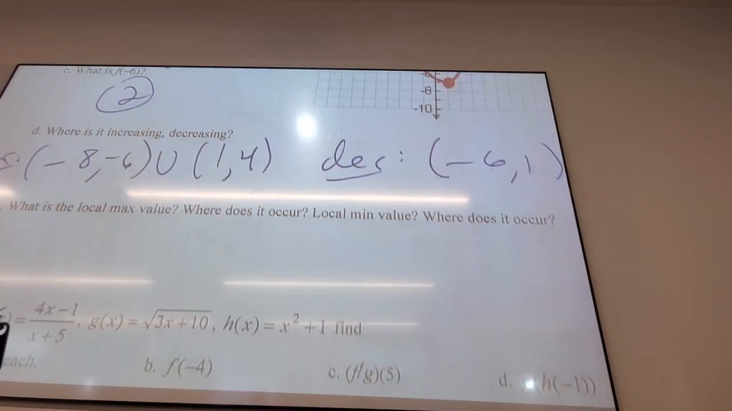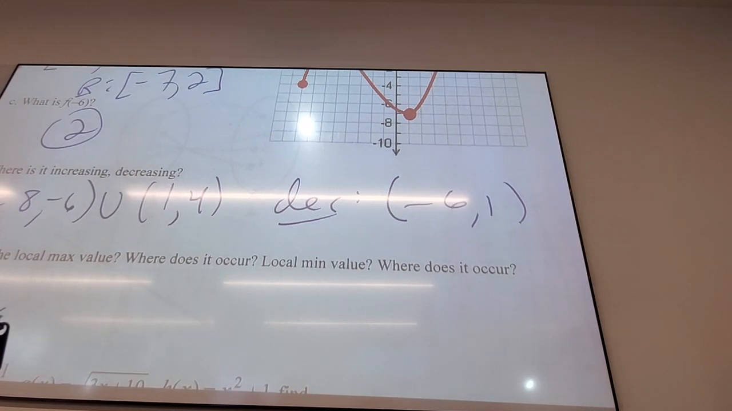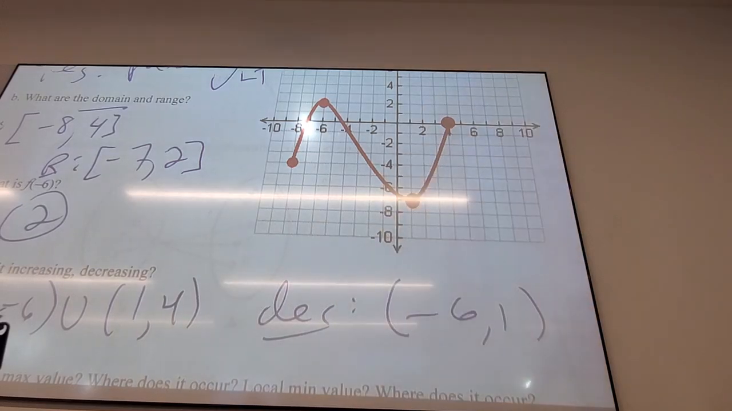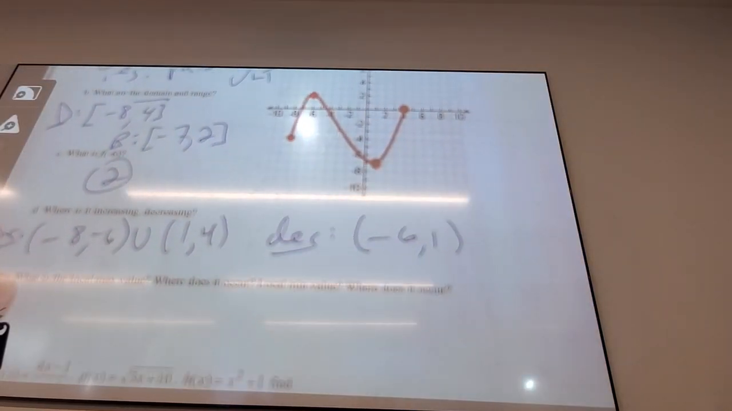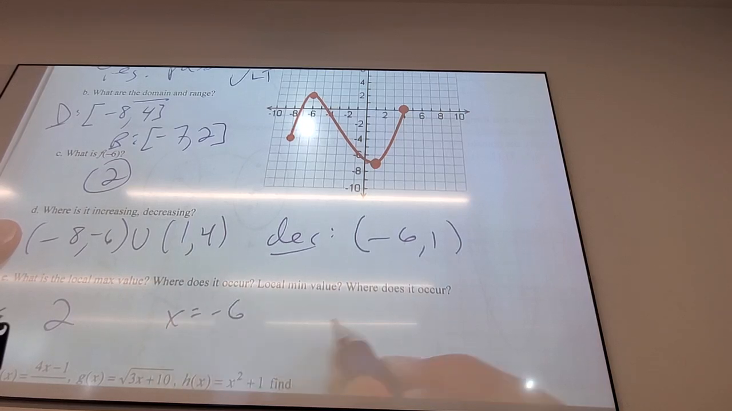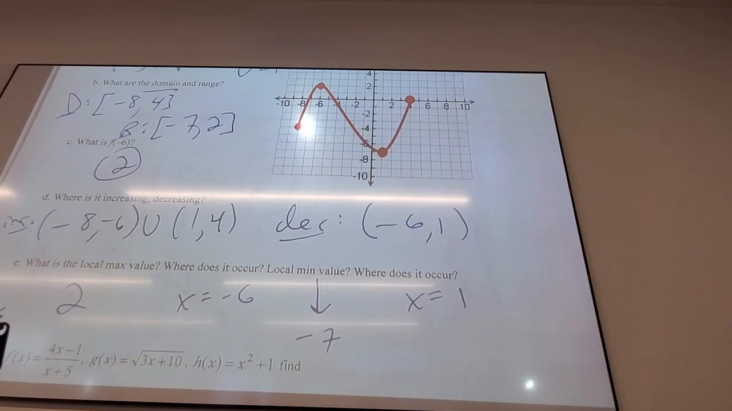Sometimes it's really good. So what is the output? Where is the input? So what is the local max value? What's the maximum value it hits? 2. Where does it happen? X equals -6. What's the local min value? -7. And where does it happen? X equals 1. Kick ass.